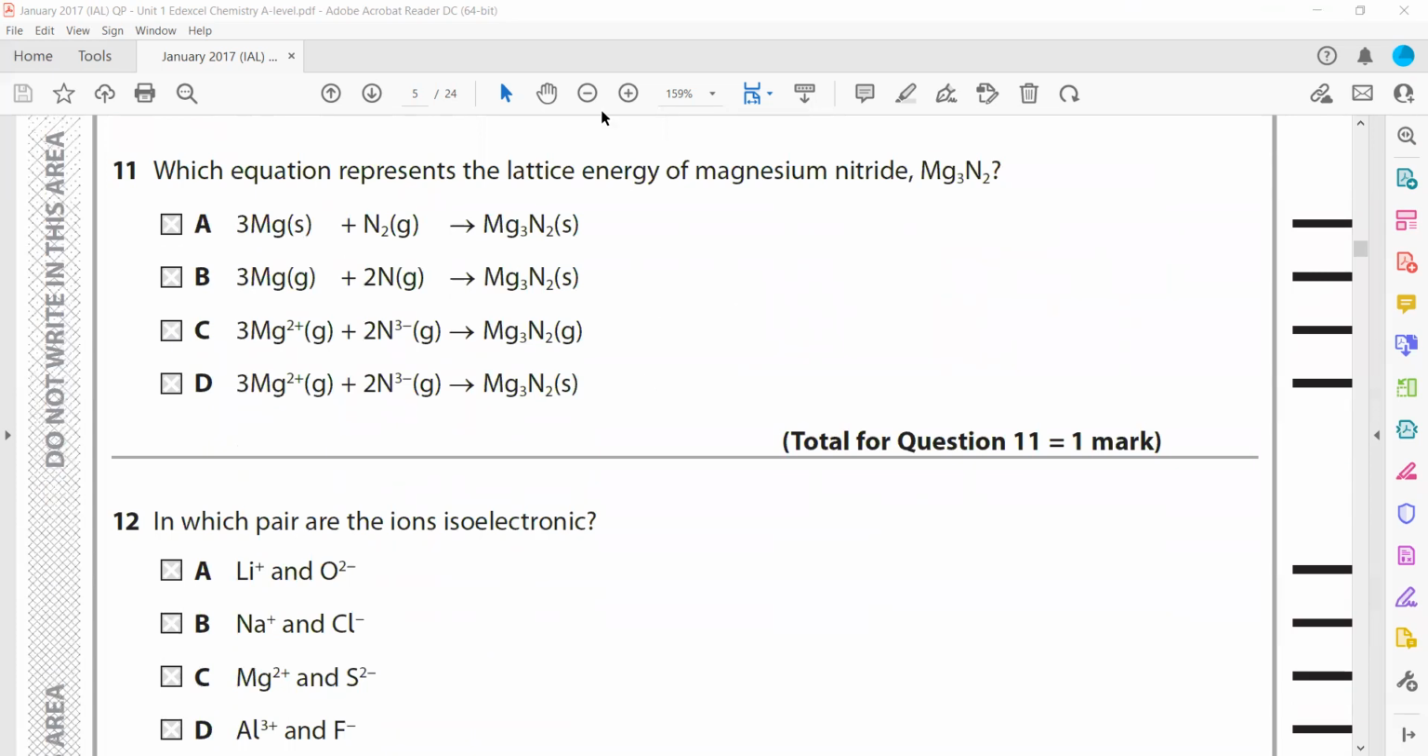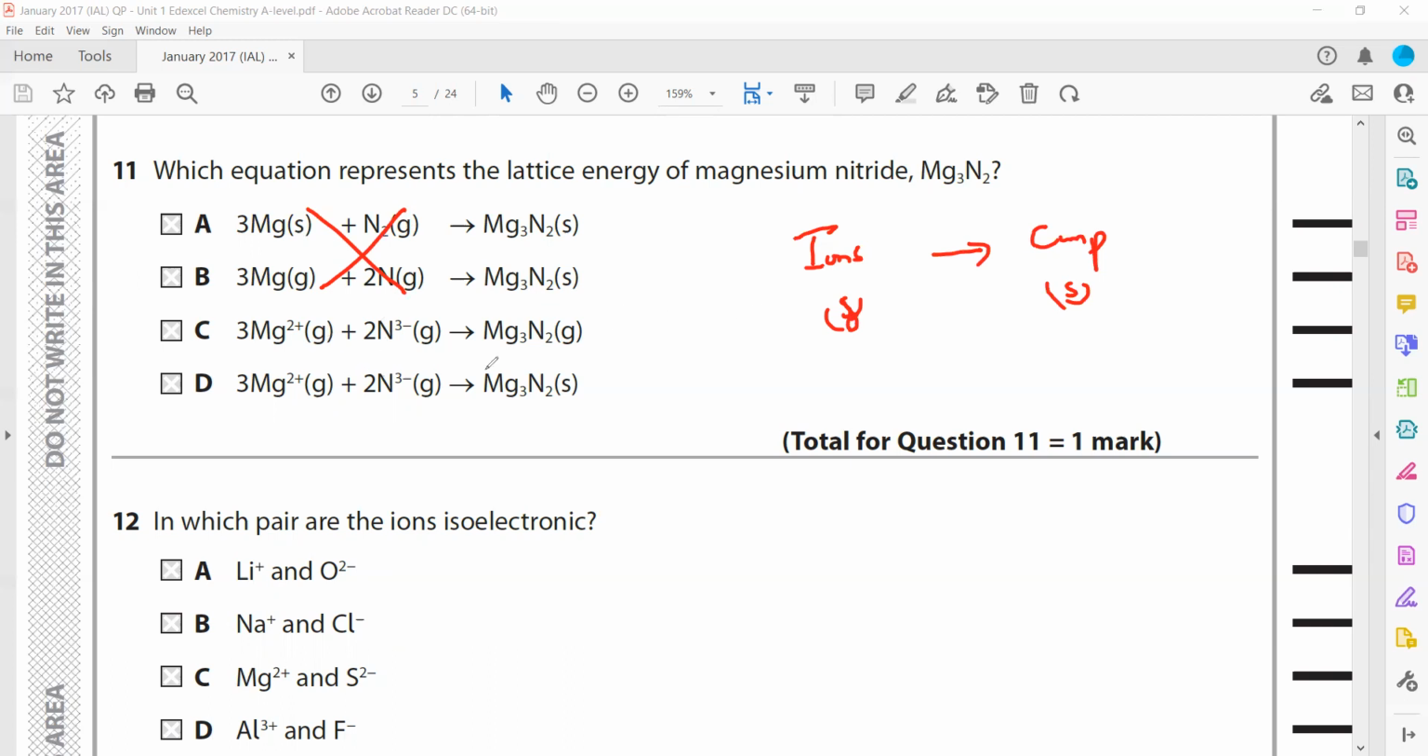Which equation represents the lattice energy? So what is the definition of lattice energy? When ions in the gaseous state form a compound, 1 mole of a compound is formed from ions in the gaseous state. So these are elements. So A and B are totally wrong because they show elements. C and D show ions.